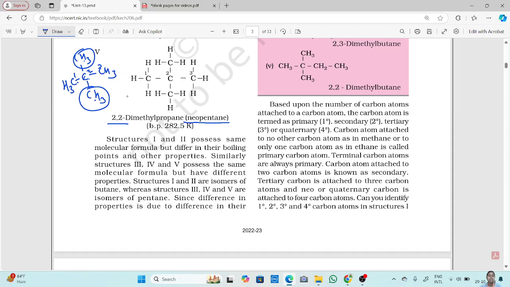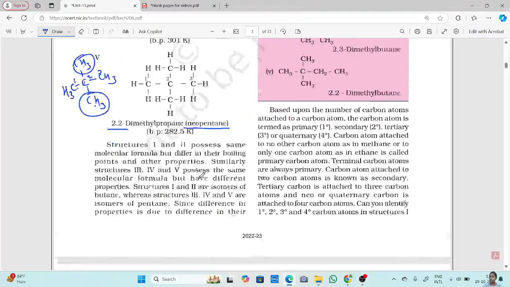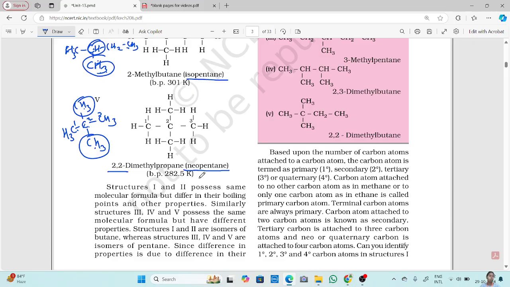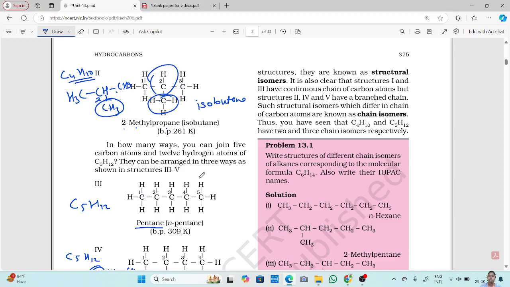properties will differ. Similarly, structures 3, 4 and 5 possess the same molecular formula but have different properties. Same thing with other molecules also. Now, structures 1 and 2 are isomers of butane, whereas structures 3, 4 and 5 are isomers of pentane. They have the same molecular formula but different properties, so they became isomers. Since the difference in property is due to the difference in their structure, they are known as structural isomers.